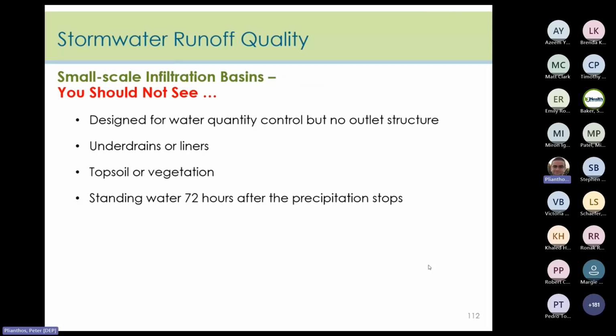Now, what should you not see? Well, you should not see basins designed for water quantity control, but no outlet structure. How would they be controlling the larger storms in that case? Also, you should not see underdrains or liners, since the water quality design storm needs to infiltrate, and it's an infiltration basin. Also, you should not be seeing topsoil or vegetation, since it's a sand bottom basin. And it's another bad sign if there's standing water 72 hours after the precipitation stops, because this will lead to impaired basin function and even failure.